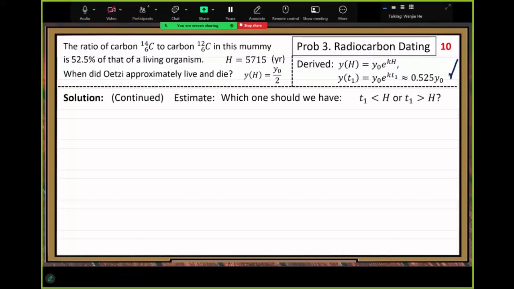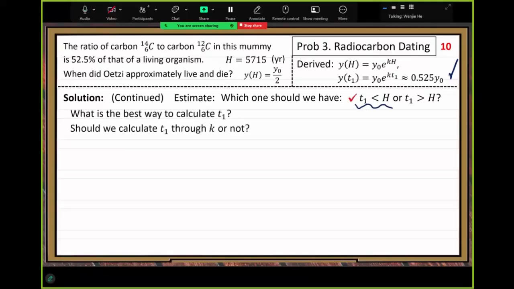So here we know T1 should be less than capital H. But let's calculate it. Our last step is to calculate T1. Although if you want, you can calculate K first, because we have enough information to find K. But here, we can get around it.